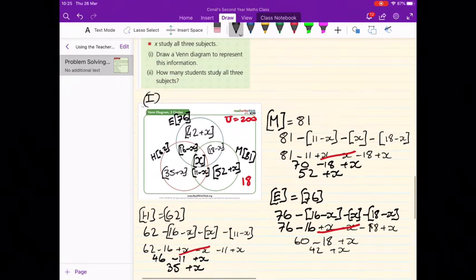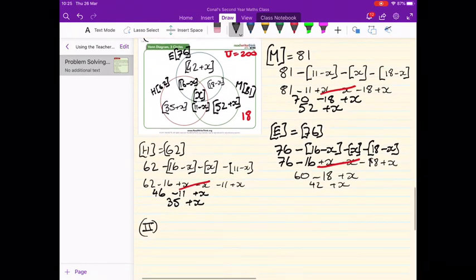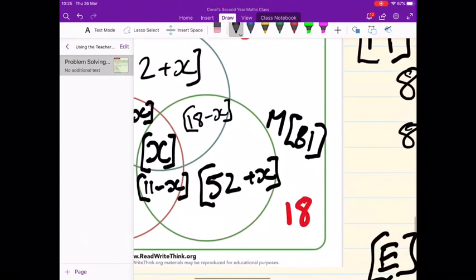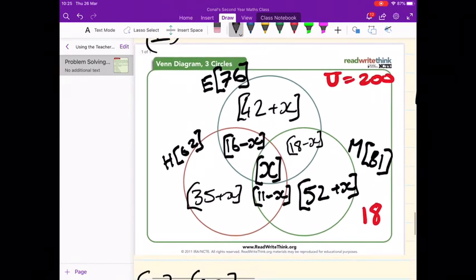Now the next part of the question wants us to figure out how many students actually study all three subjects. So it's effectively finding out how many students in total study all three. So it's finding out the value of the variable x. So how many students study all three subjects? So we have to look at our diagram and think, right, the information on this Venn diagram as it is there currently, could we figure out how to do this?